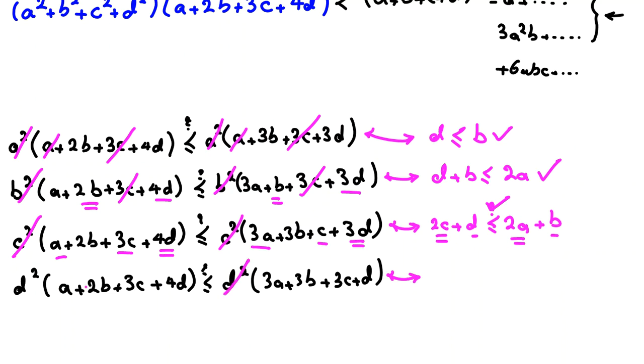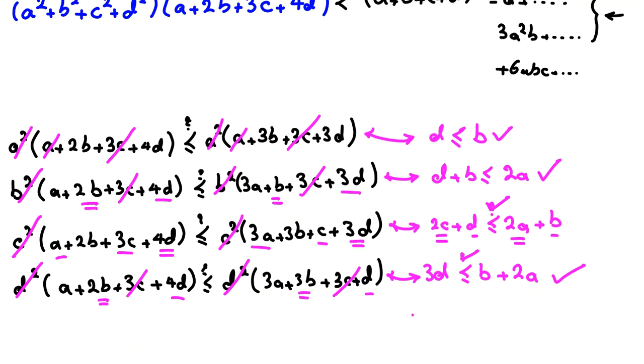This part, if we cancel d squared, we can cancel 3c. Here, 3b, d. Okay, so 4d, on the left side we have d, which is less than or equal. 3b, 2b, on the right side we have b. 3a minus a, 2a. Okay, and 4d minus d, 3d. So we know 3d is less than or equal to b plus 2a, because d is less than or equal to b, less than or equal to a. So this inequality again will be correct.